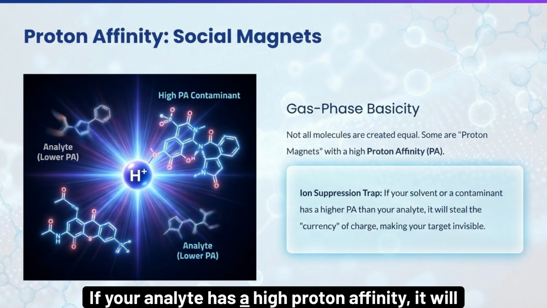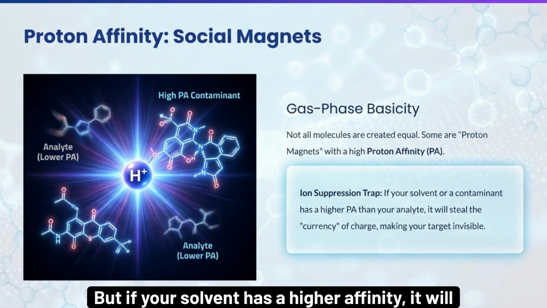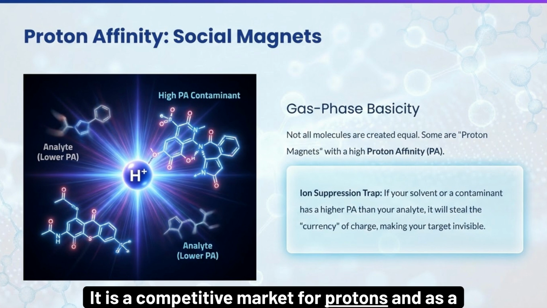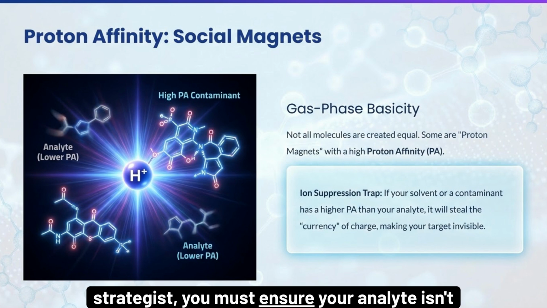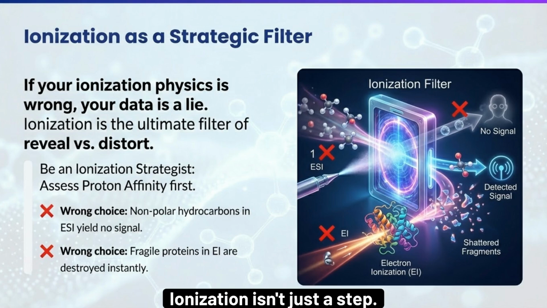If your analyte has a high proton affinity, it will grab any available proton in the source and become an M+H+ ion. But if your solvent has a higher affinity, it will steal that charge. This is the root cause of ion suppression. It is a competitive market for protons, and as a strategist, you must ensure your analyte isn't being bankrupted by a greedy solvent molecule. Ionization isn't just a step, it's a filter.